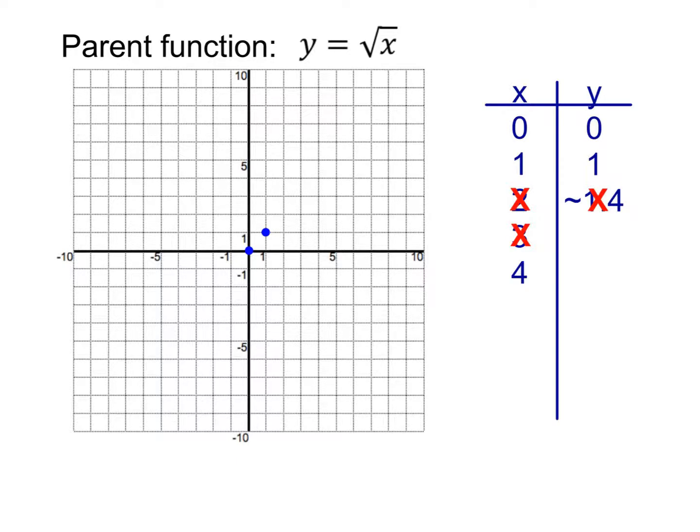Okay, so then what about 4? Can I take the square root of 4? Yeah. Okay, so then that's where we're going to go next. We're next going to go to a next value of 4. And what is the square root of 4? 2. So then we can plot the point (4, 2).